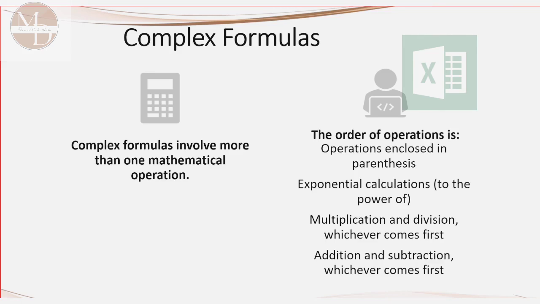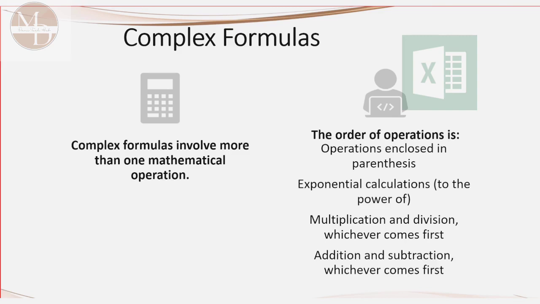Okay, yeah. A simple formula contains just one mathematical operator, just one. Do you understand? Meaning that if it's addition, you just say one number plus another number, 100 plus 150. That's simple. Maybe 200 minus 100. That's a simple formula. Now, let's go to complex formula. Complex formula involves more than one mathematical operation. That is to say, you are going to have maybe division, multiplication, subtraction.